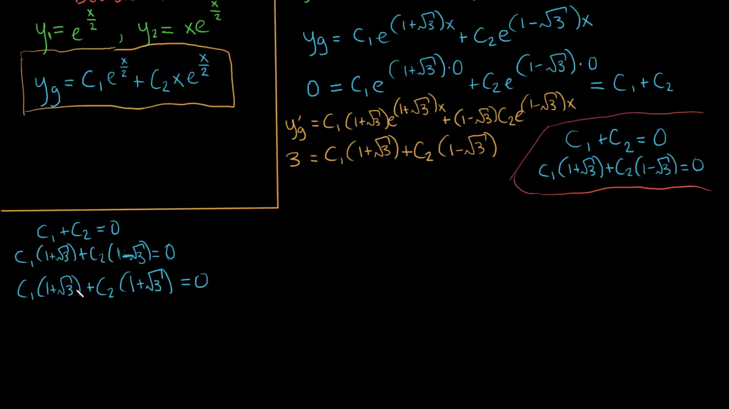If we subtract these two equations, this c1 term would go away. So we get c2 times 1 minus the square root of 3 minus 1 plus the square root of 3, but again we're distributing, so it's really minus the square root of 3. And this all equals 0. The 1's cancel out, which leaves us with c2 times negative 2 times the square root of 3.